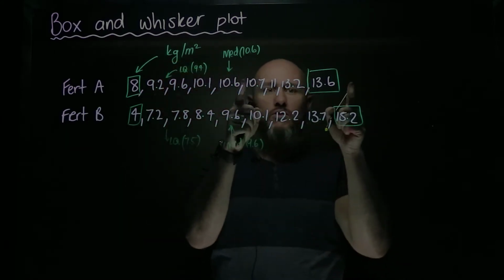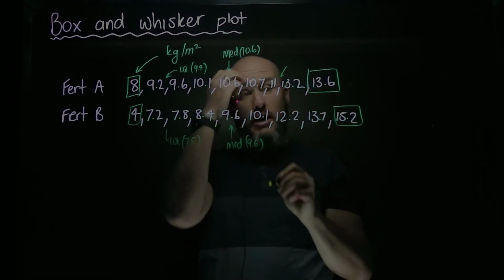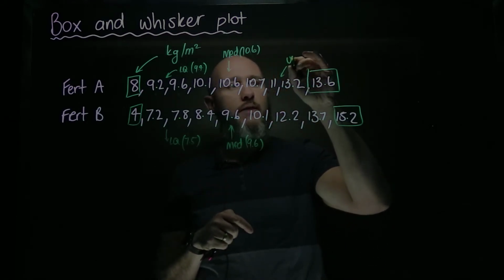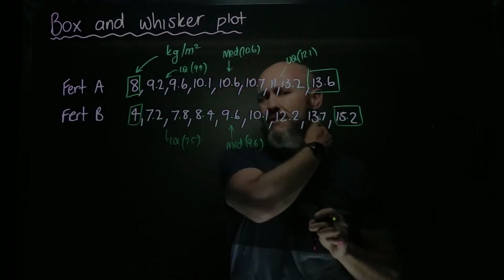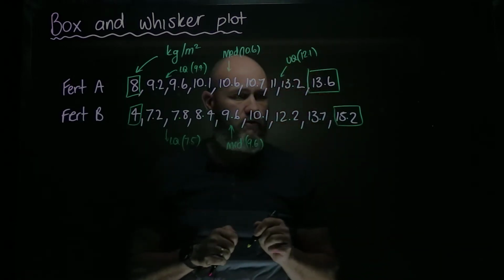Upper quartile, we're looking at the median of these 4 data points, which is going to be in here. 11 plus 13.2 is 24.2 divided by 2. We have an upper quartile of 12.1. Don't worry too much about the maths. Just make sure you understand how I'm finding those numbers and throw them in a calculator if you need to.